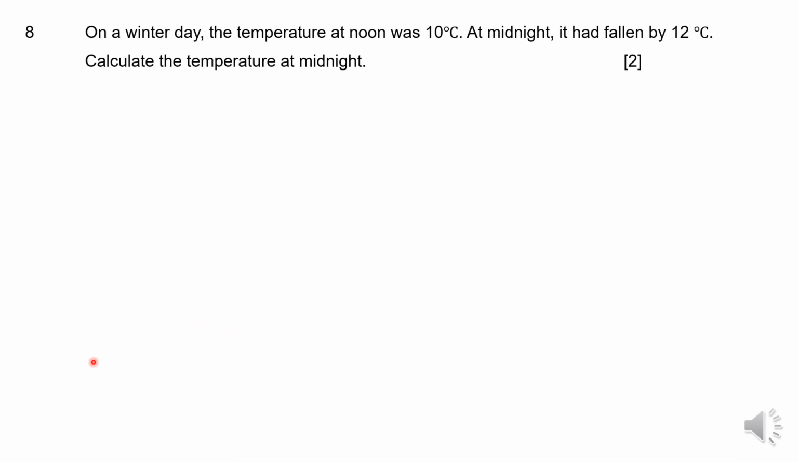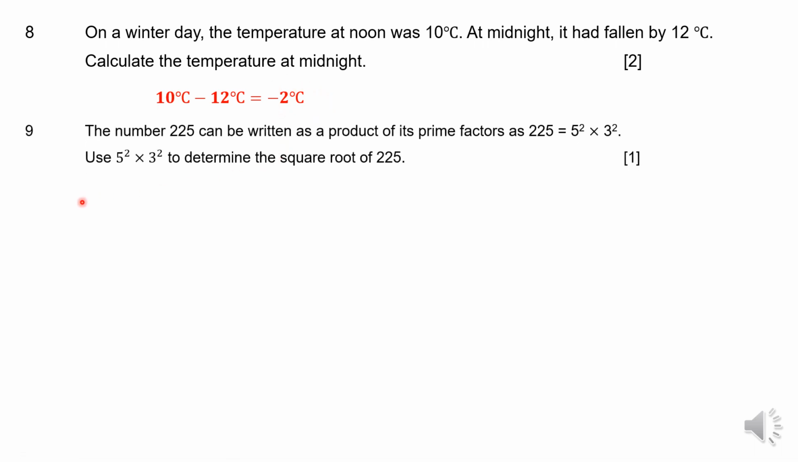Question 8 deals with adding and subtracting directed numbers. So you have got at noon, 12 o'clock during the day, the temperature was 10 degrees Celsius and it fell by 12 degrees. So that means they're supposed to subtract, and the temperature at night or at midnight would be minus 2 degrees Celsius.